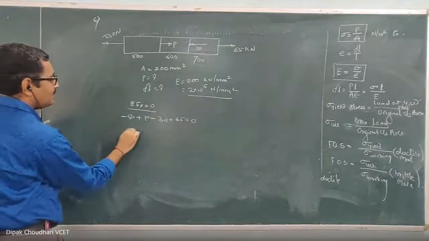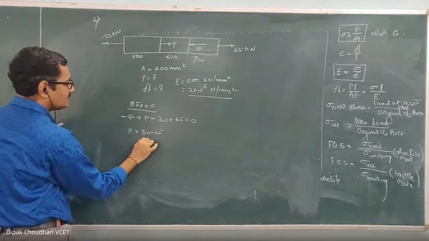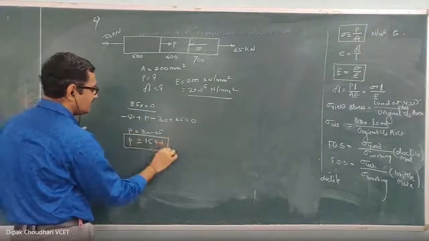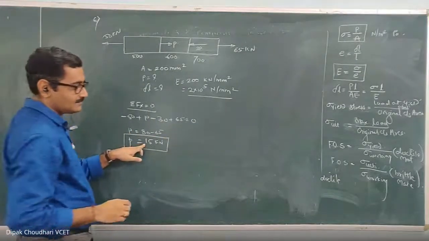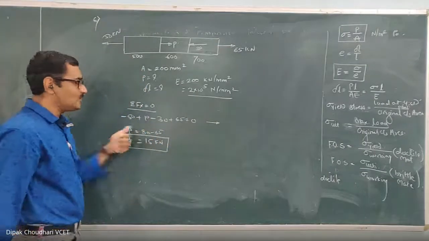So how much is the value of P? It is 80 minus 65, which is equal to 15 kilonewton. So P equal to 15 kilonewton. This answer is positive. Okay, here we have considered the positive value towards right as positive, towards left negative.